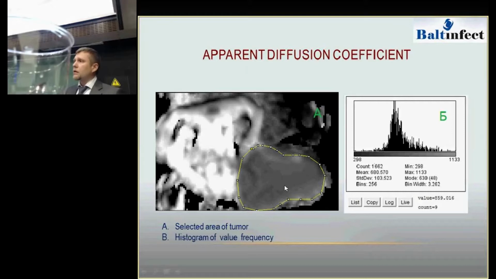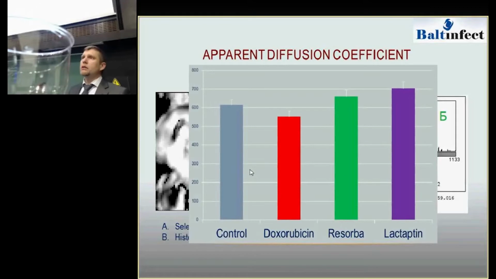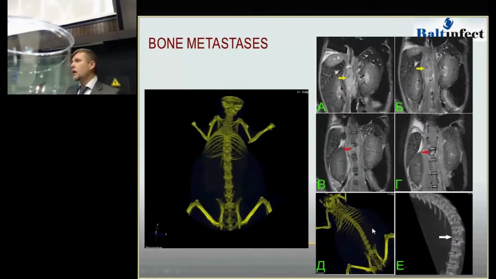So it's some kind of measurement where we measure the dynamic of water diffusion inside the tumor tissue. And we could get some interesting information. For example, doxorubicin treatment decreases the diffusion coefficient, and treatment by Resorba and the recombinant anti-tumor protein lactaptin increases the diffusion coefficients. So we could use this data for the analysis.